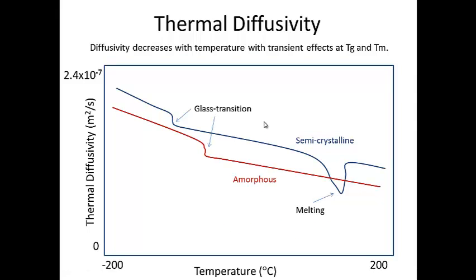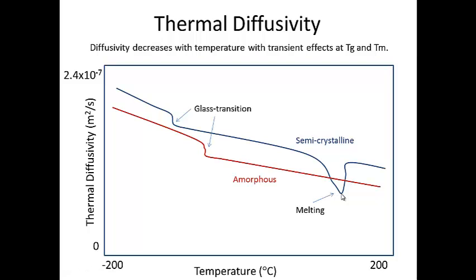We also see that thermal diffusivity is affected by the polymer structure. So for example, the amorphous materials exhibit a glass transition and a sudden decrease in thermal diffusivity, but then it remains a rather linear response with temperature. Semicrystalline materials also exhibit a glass transition point in the thermal diffusivity, but more importantly, they exhibit a large drop-off in thermal diffusivity at the melting point.